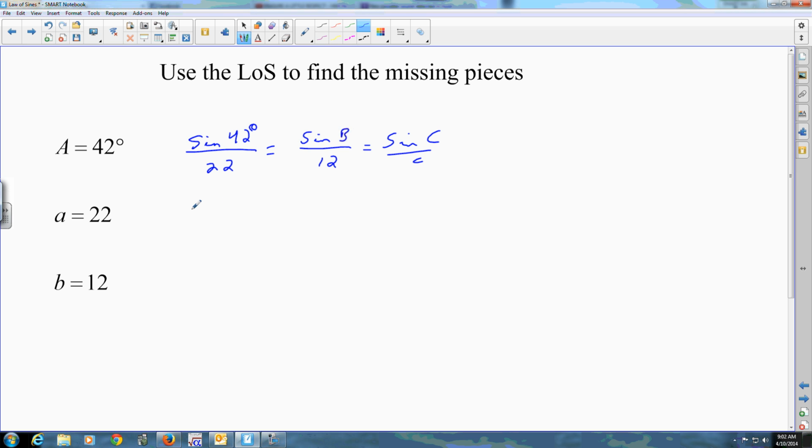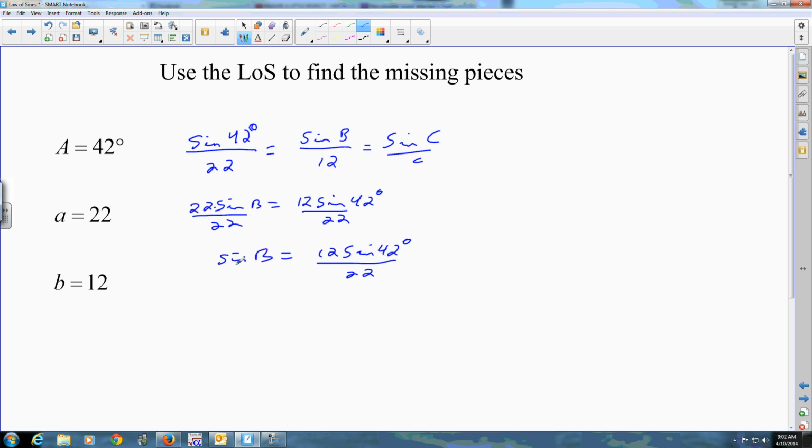Cross multiply, and I have 22 sine of B is equal to 12 sine 42. I want to solve for B. This is held by multiplication, so go ahead and divide out the 22. No need to reduce it. The calculator will handle that for you. Sine of B is equal to 12 sine 42 over 22. I think it's okay to leave it unreduced because it's not your final answer. If it was your final answer, I'd say go ahead and reduce it.